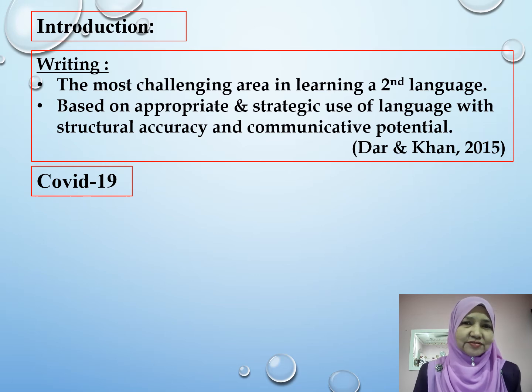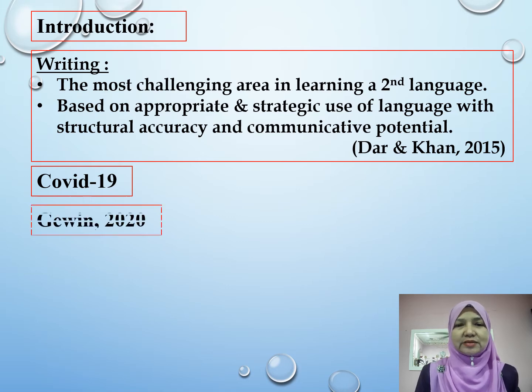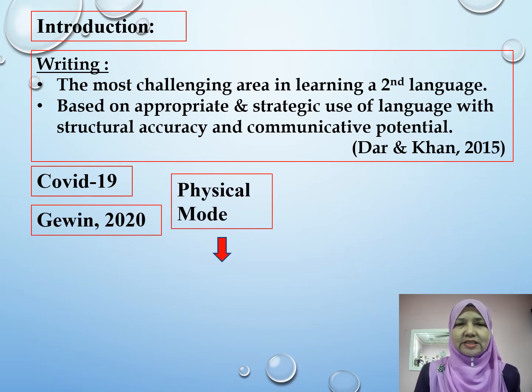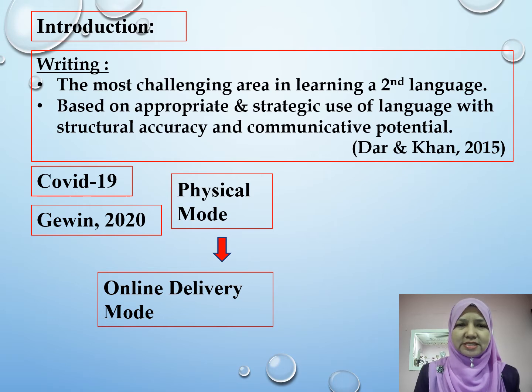Dar and Khan 2015 have stated that writing is the most challenging area in learning a second language. It is based on appropriate and strategic use of language with structural accuracy and communicative potential. The initial outbreak of the novel disease 2019, COVID-19, began in December 2019 in the Wuhan city of China, Sahu 2020. It has globally affected educational institutions, and we have to move from physical to online delivery mode, as stated by Guin 2020.